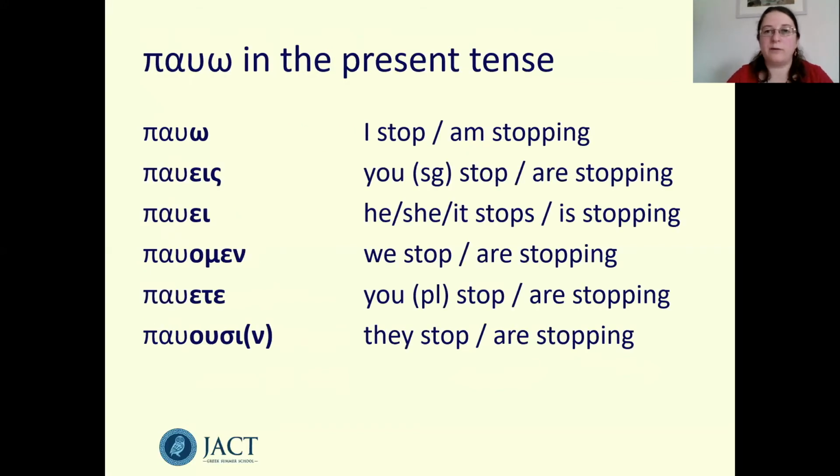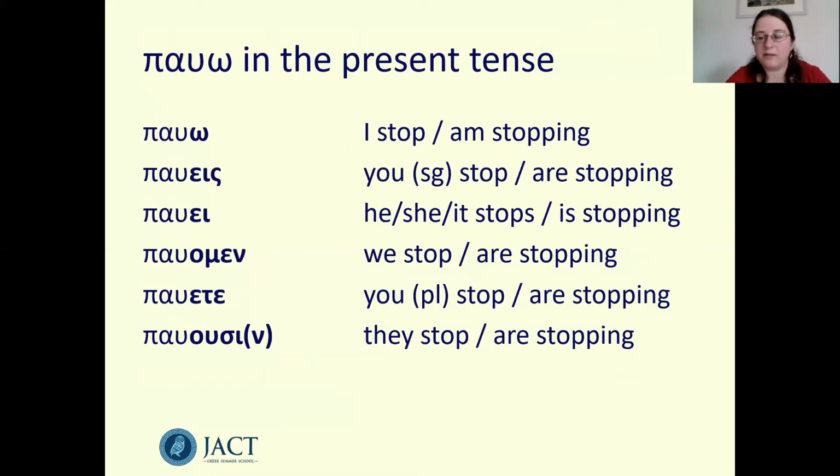So this is what pauo in the present tense looks like. Pauo, paueis, pauei, pauomen, pauete, pauousi. And you can see there the stem running the same all the way down, and then those endings that we saw in the previous slide added onto them.